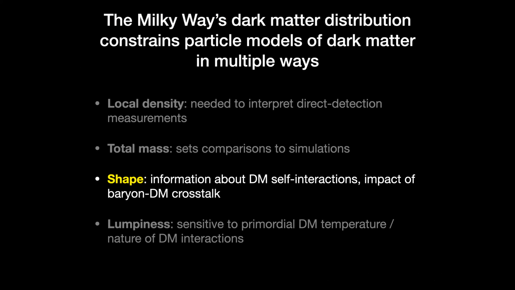All right. So beyond the total mass, you can also look at the shape of the Milky Way's halo, and this can give you some information about the significance of dark matter self-interactions at late times and low densities. And it also is a good way to detect the impact of the crosstalk between the baryonic and the dark matter components of the galaxy.